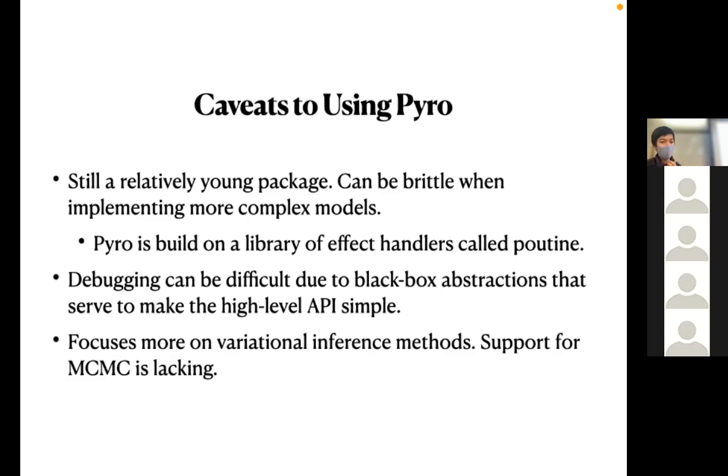Debugging can be pretty difficult due to the same black box idea that's trying to make the high-level API super simple. When it works, it works, but when it goes wrong, it can be very painful. And I speak from personal experience. Pyro also focuses more on variational inference. This makes sense because having all that deep ML infrastructure operates better with variational inference than it does with the MCMC methods. So support for MCMC is lacking, although the implementation is there and you can use it.